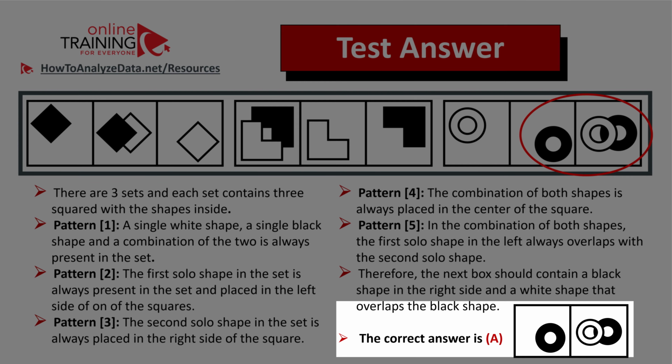Once you recognize all these patterns, you can quickly find the answer. An answer will have to have the black circle located on the right part of the square, as well as a combination of white and black circles located in the middle of the square. Hopefully you nailed this question and now know how to answer similar problems on the test.